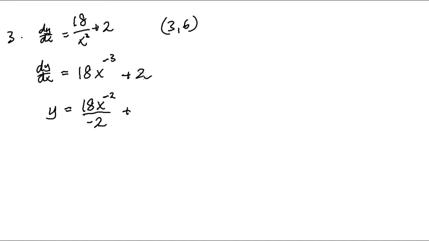And for this 2, we actually have x to the 0, so we just add 1 to the power: x to the 1 divided by 1, which is just x. So 2x is the next bit, and 18 divided by minus 2 is minus 9, x to the minus 2, plus 2x. And if you want, you can differentiate this, and I'll just do it fast here.